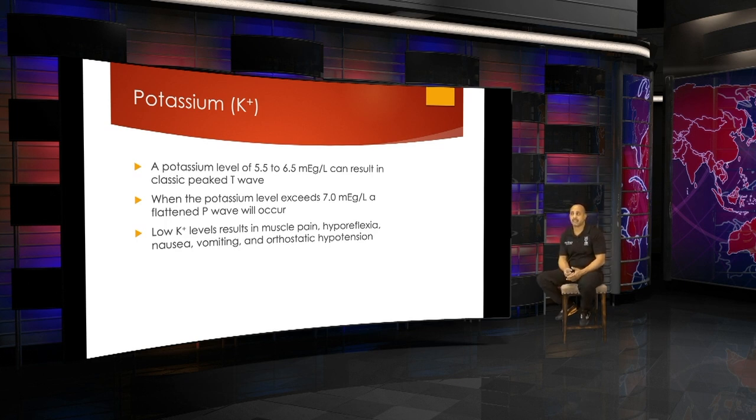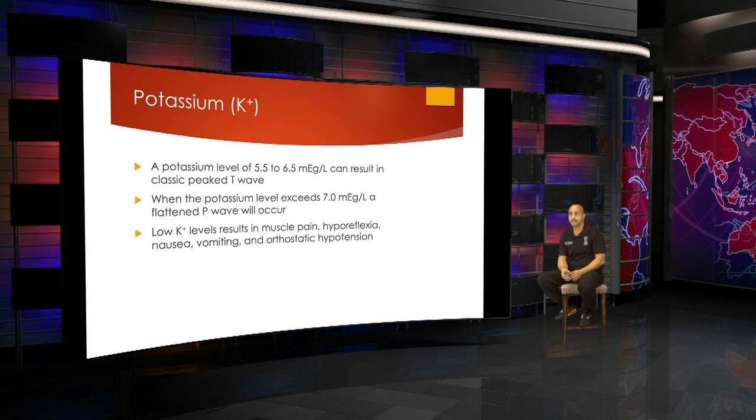But when potassium levels exceed 7 milliequivalents per liter, we're talking a flattened P wave. P waves will start to flatten out. You might mistake this for a junctional rhythm, or you might say junctional brady, junctional escape rhythm, or accelerated junctional. You can see that could be mistaken for that.